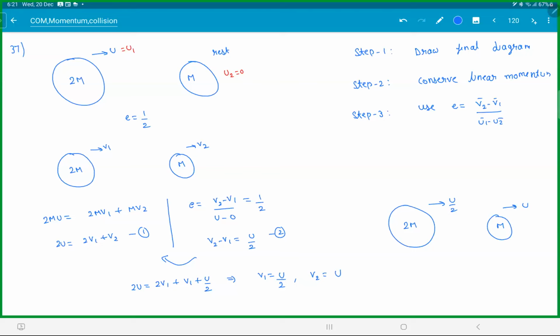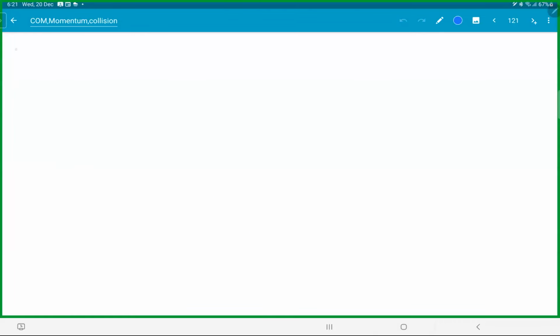Now you guys try the same thing. Mass m, speed u, mass m. It is at rest. Restitution is e only. So give me the answer in terms of e. Find final velocities.